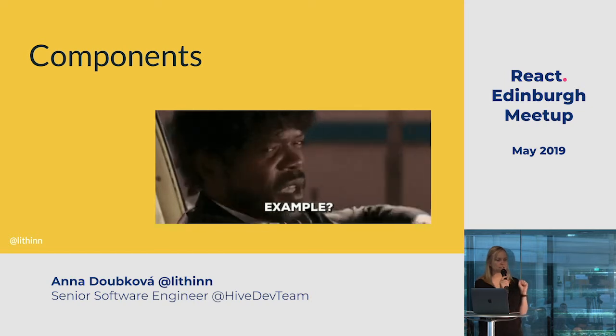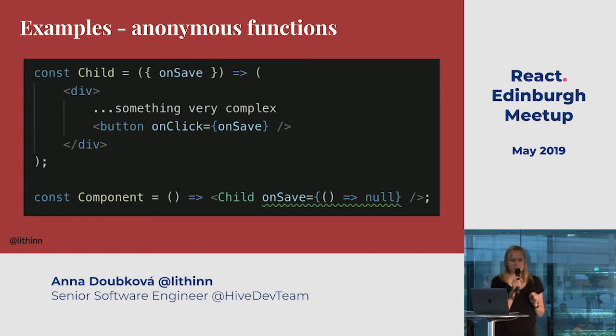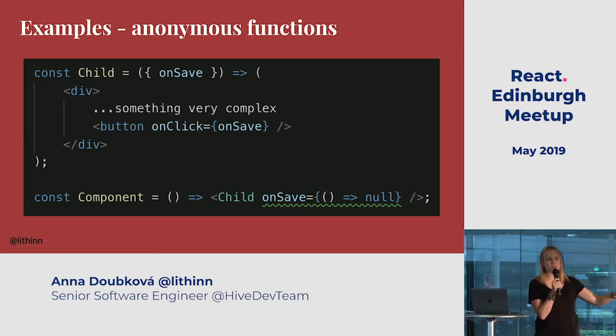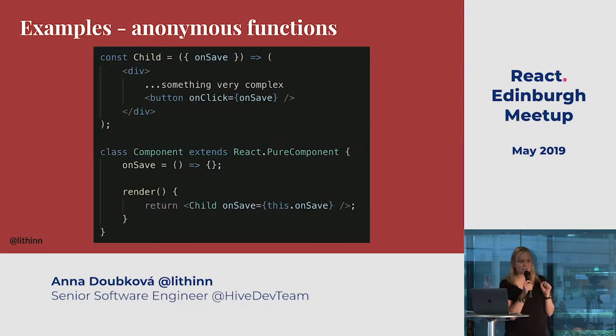So let's have a look at a few examples of how we're building components. The first thing to avoid is anonymous functions. We used them a lot because we are huge fans of arrow functions. What we did not realize is every single time I run the component function, it will create a new reference to the anonymous function and it will re-render the child component every time. So if there is a relatively complex child component, it will keep re-rendering and re-rendering for absolutely no good reason whatsoever.